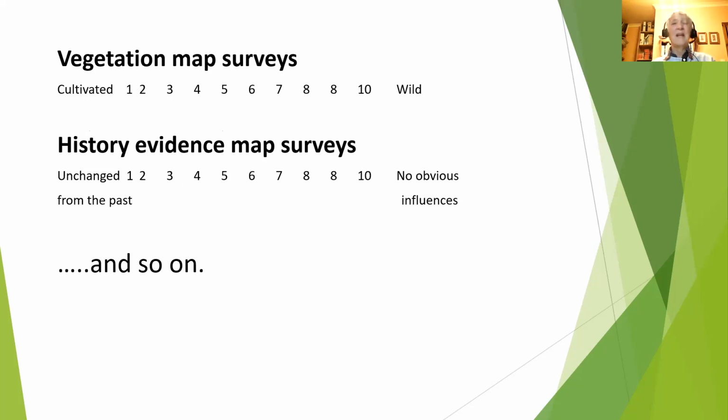Even in an urban area, you can do studies of vegetation, just exactly what is there. Or you can do history evidence map surveys. Is the area strongly influenced by the history, or is it completely modern, completely new?